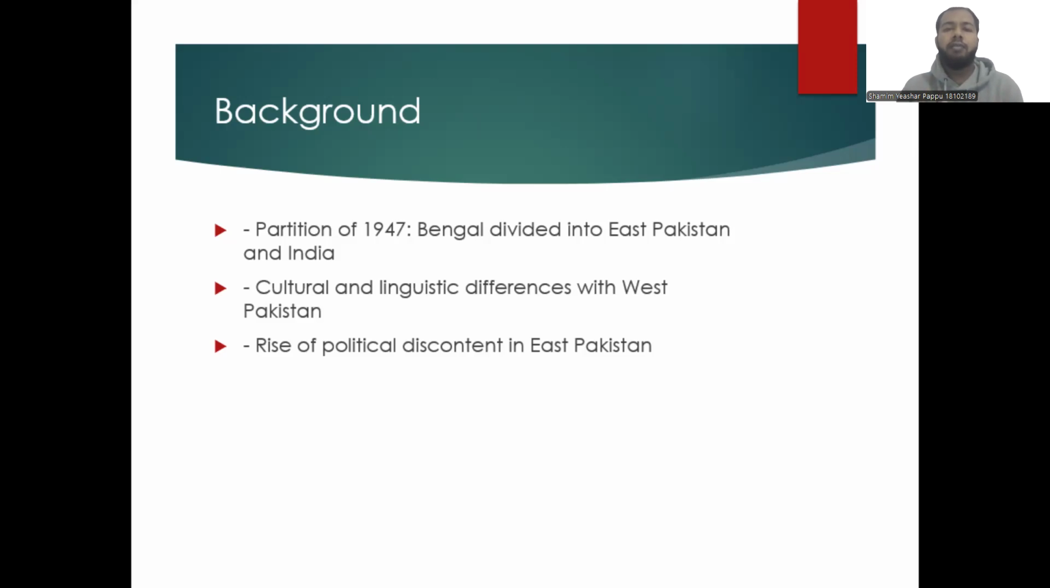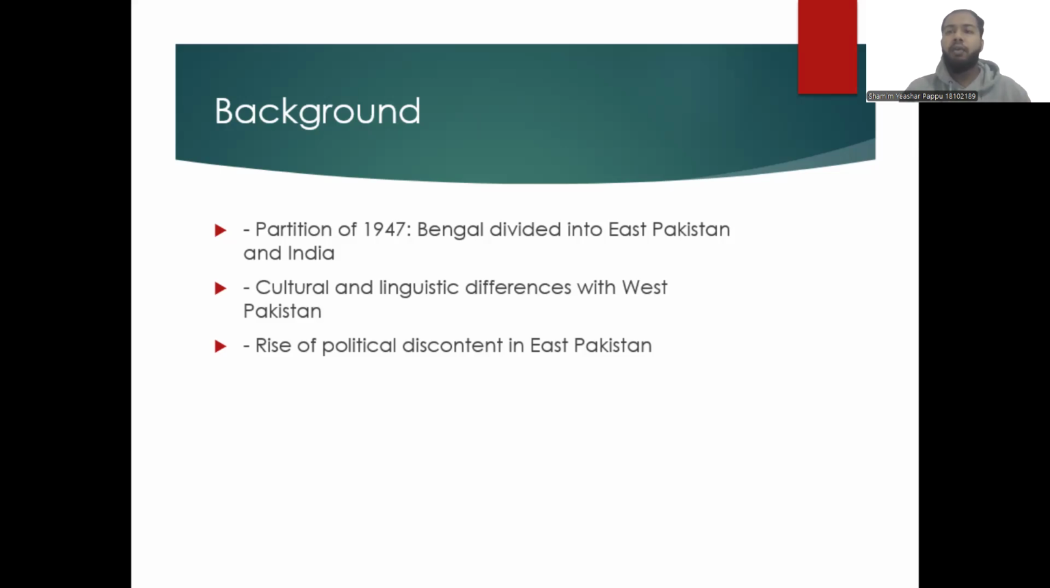So we, as Muslims, were divided into Pakistan. There were culture and linguistic differences with West Pakistan. As Bengalis from Bangladesh, our mother language is Bangla. We speak Bangla, but the Pakistanis' mother language is Urdu. They speak Urdu. At that time, Bangladesh used to be called East Pakistan, and the mainland Pakistan was called West Pakistan.